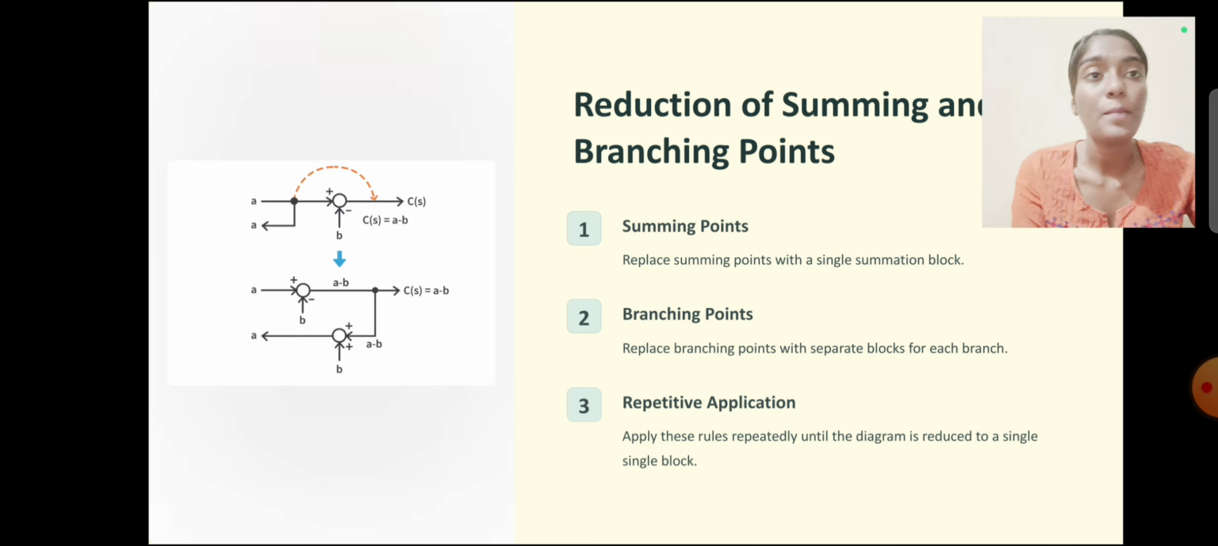Reduction of summing and branching points. Summing points: replace summing points with a single summing block. Branching points: replace branching points with separate blocks for each branch. Repetitive application: apply these rules repetitively until the diagram is reduced to a single block.